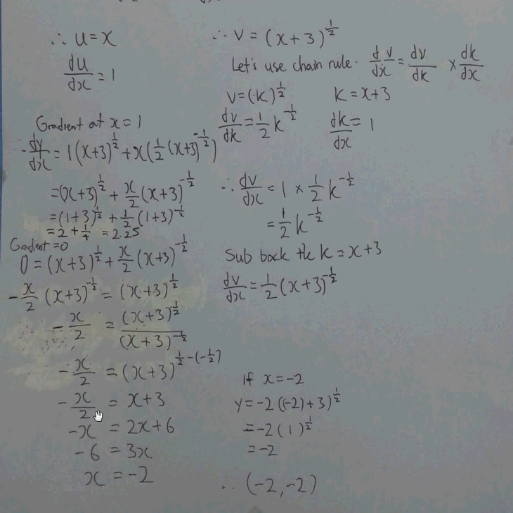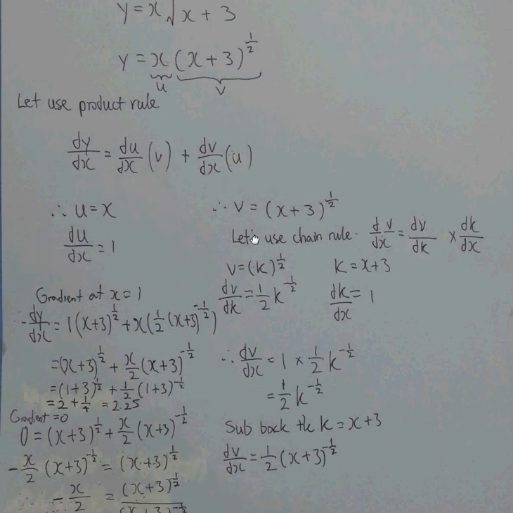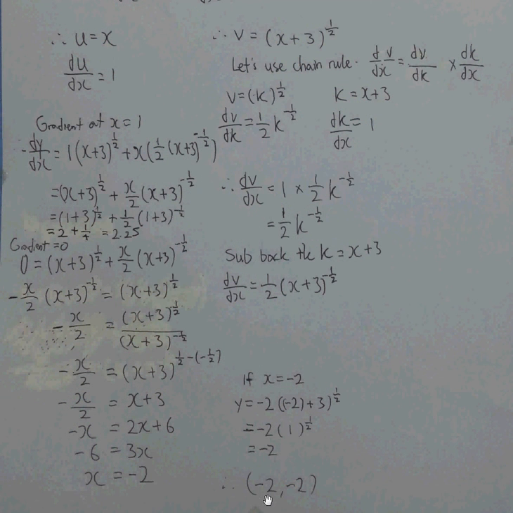Therefore this becomes negative x over 2 equal to x plus 3. Next we will have x equal to negative 2. If x equals negative 2, we substitute x back into the original equation, and we will have negative 2. So our final coordinates of the point where the gradient equals 0 are negative 2, negative 2. That's all.